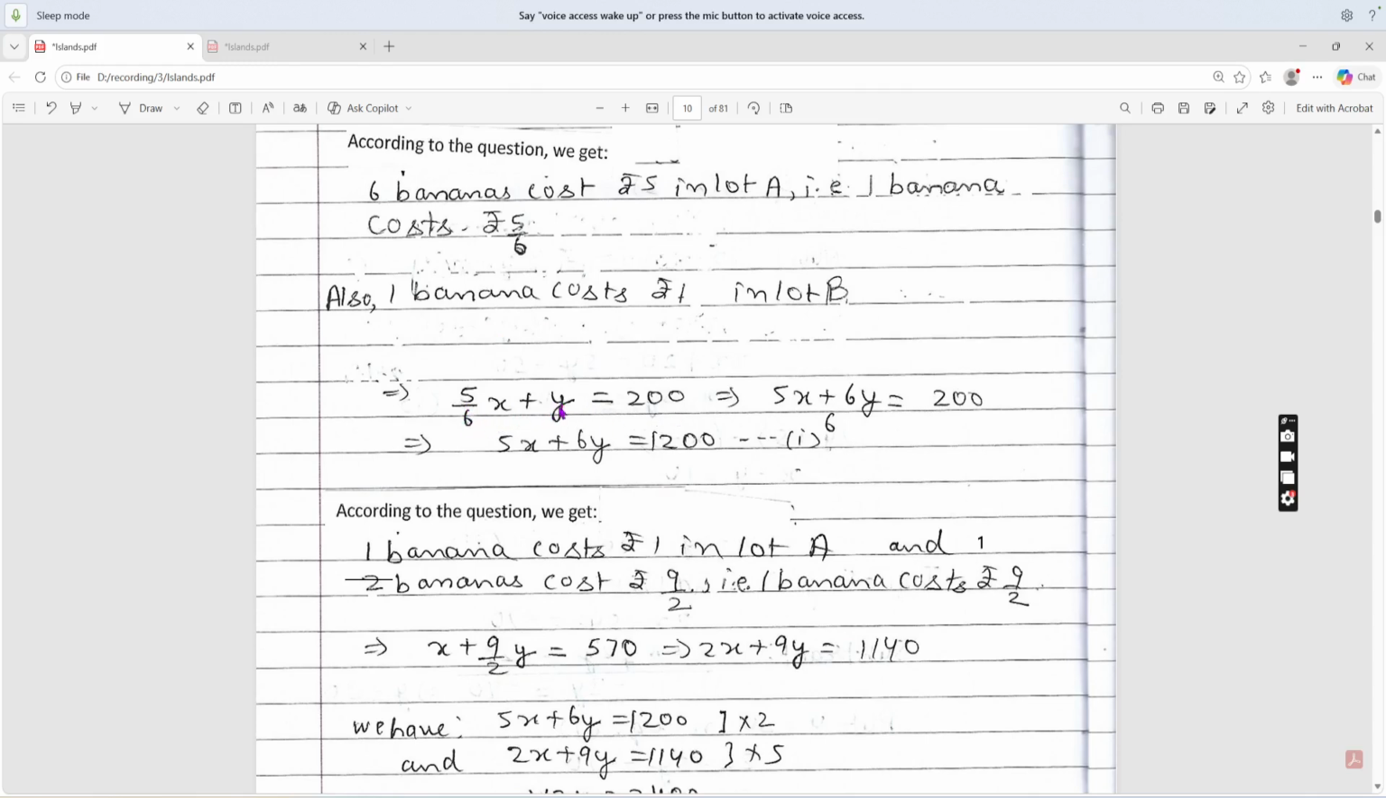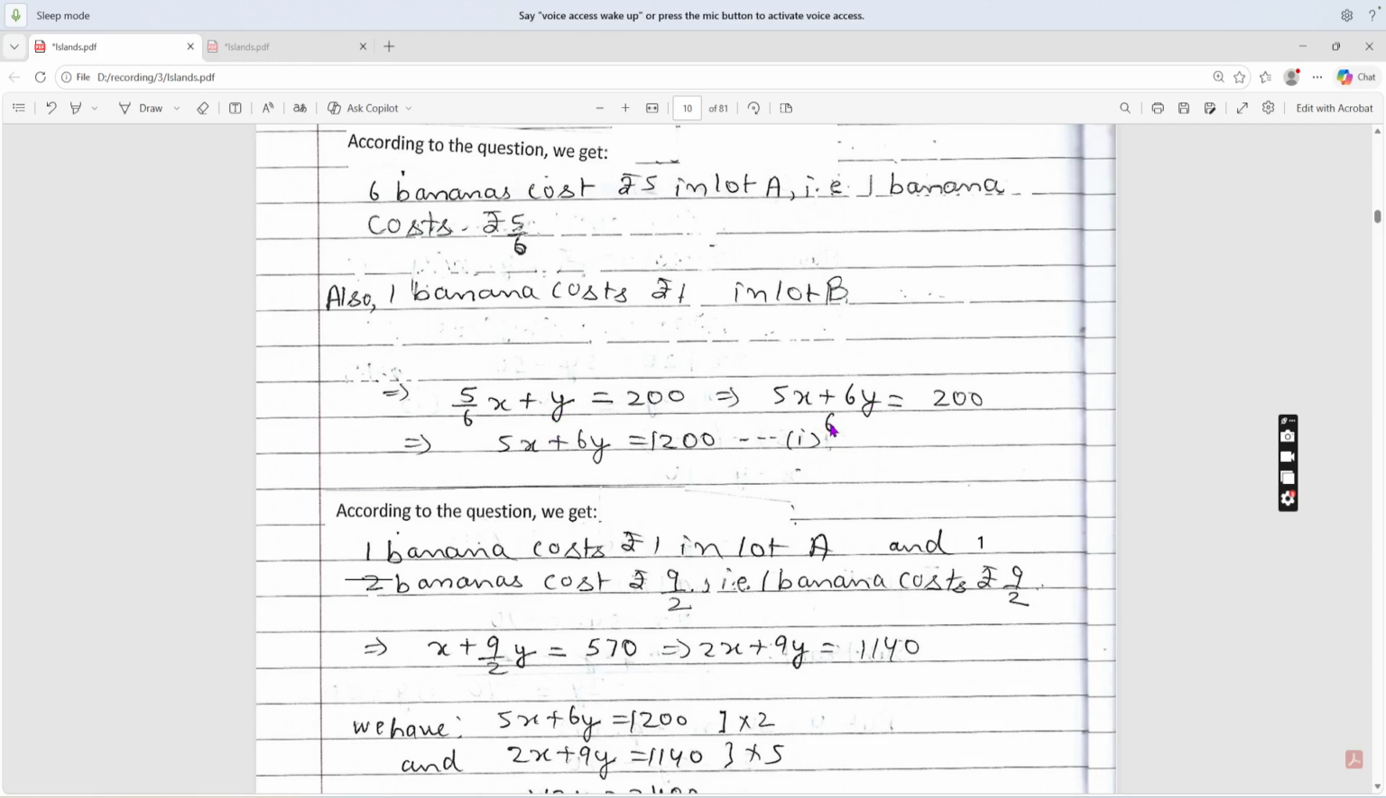For example, just see, it is y upon 1. 6 divided by 6 is 1, 1 into 5 is 5x. 6 divided by 6 is 1, 1 into y is, sorry, it is 1. 6 divided by 1 is 6, 6 into y is 6y, and it is whole upon the 6.